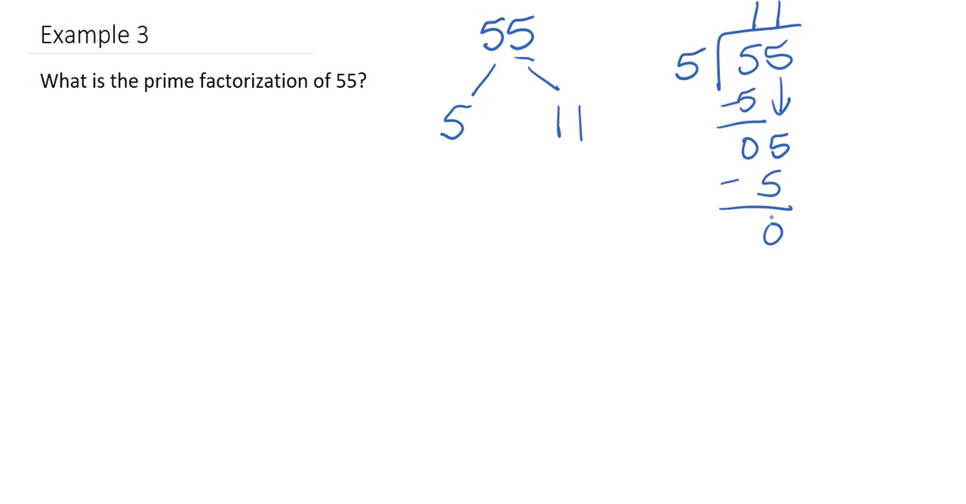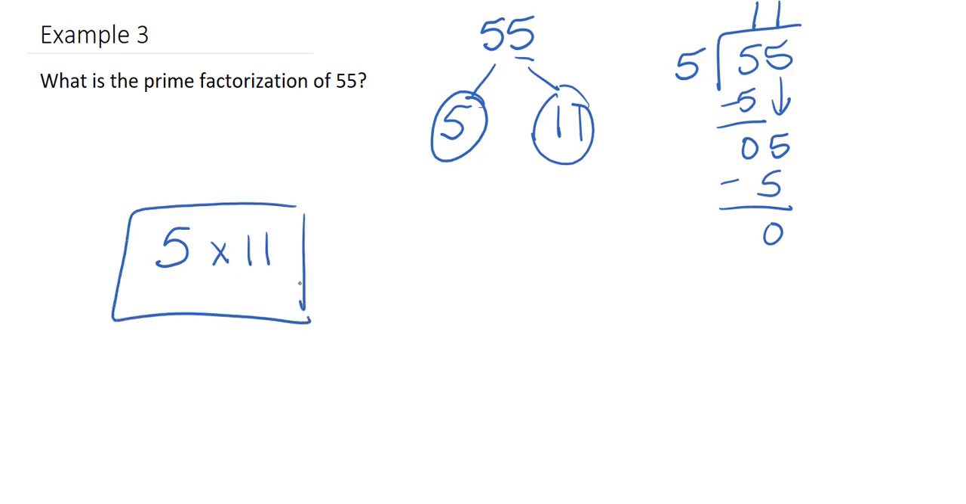Now we know that 5 is a prime number and 11 is a prime number. So we're actually done. How we show this, because you can't show this with an exponent, is you just have to go 5 times 11. And this is the prime factorization of 55. It only has 2 prime numbers multiplied together, which is 5 and 11. So this is the answer. Let's do another example.